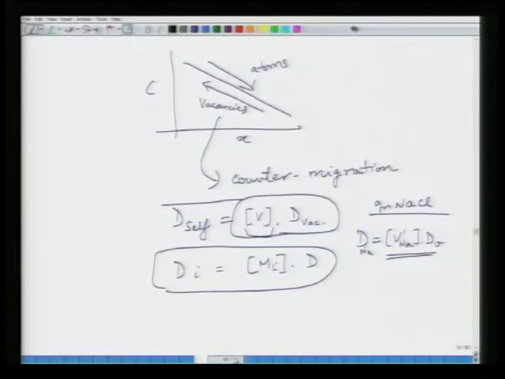And now in this lecture, we will start. We will take a look at the example of diffusion in sodium chloride, and we will see what happens when sodium chloride is in pure form and what happens when sodium chloride is not in pure form.